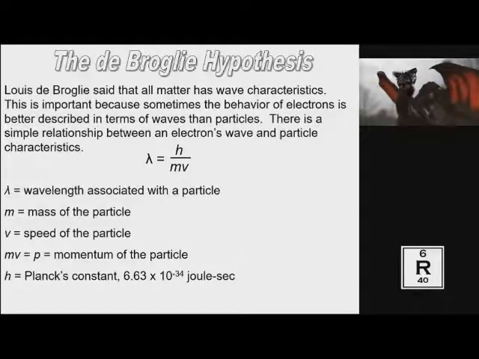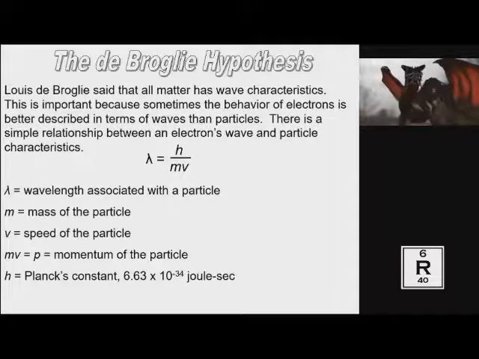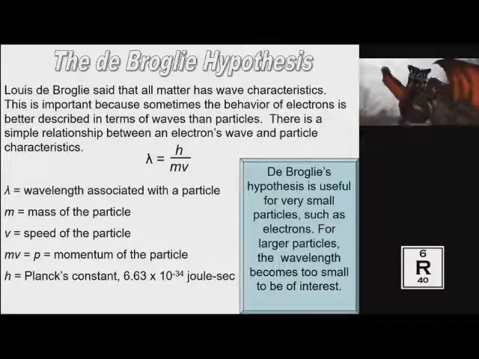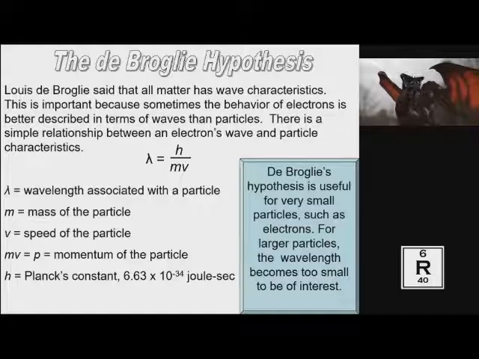The reason I want you to understand this is that we don't study electrons directly. We study the wavelengths they release. We study them indirectly because they're moving too fast and they're too small for us to actually hold down and study. So we're using the de Broglie hypothesis to study the electrons indirectly. Note that the de Broglie hypothesis is useful for very small particles such as electrons. For larger particles, the wavelength becomes too small to be of interest.